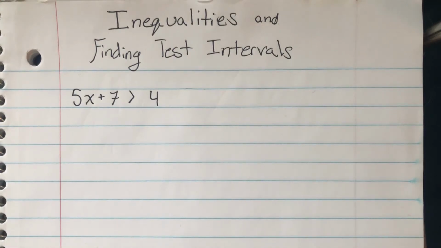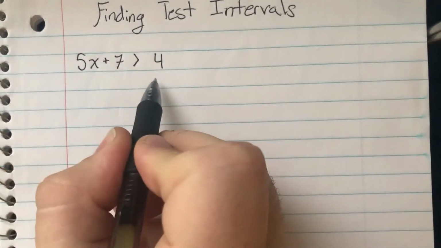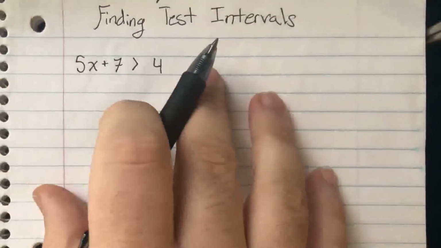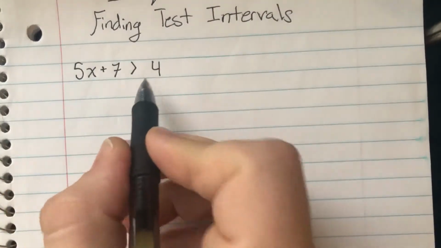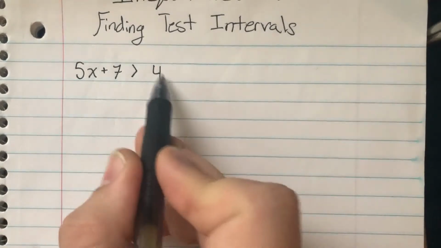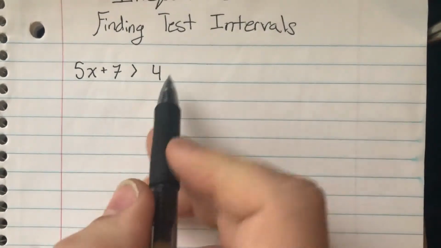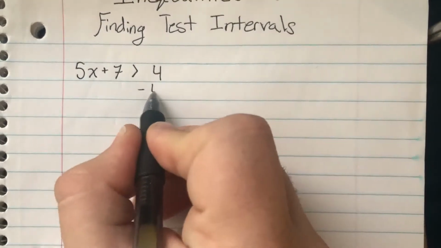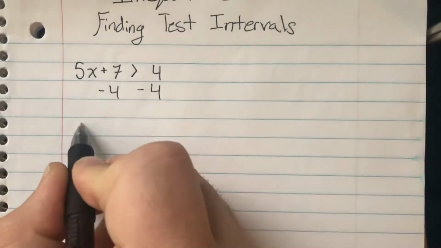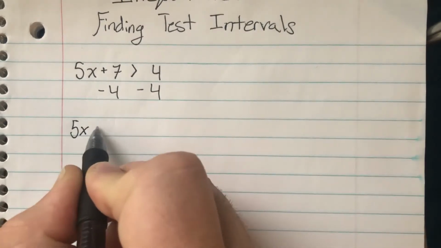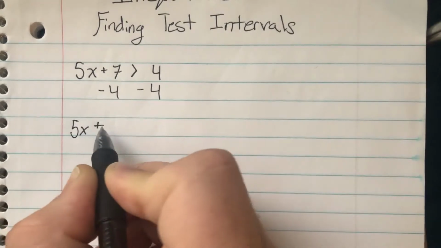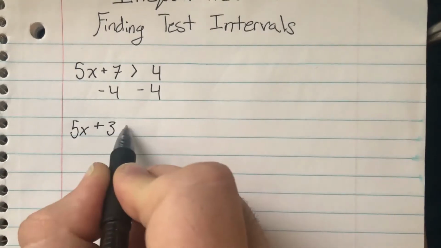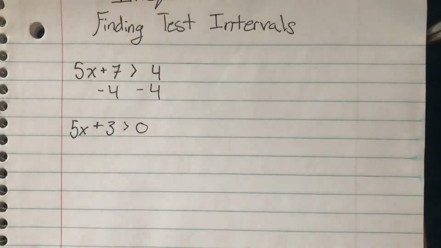Hello, so today I'm going to be going over inequalities and finding test intervals. So let's say we have this inequality. The first thing you want to do when you have an inequality is set it equal to 0, or get one of the sides to be 0. So to do that, I'm going to subtract 4 from both sides. And so that ends me up with 5x plus 3 is greater than 0.